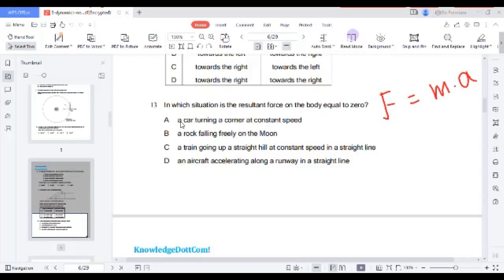Now let's see the 13th number. In which situation is the resultant force on a body equal to 0? Let's assume that this force F, like you know the formula, F equals ma. So F is 0 when acceleration is 0. You know that the mass can't be 0. Acceleration is 0 when v is constant or the object is at rest.